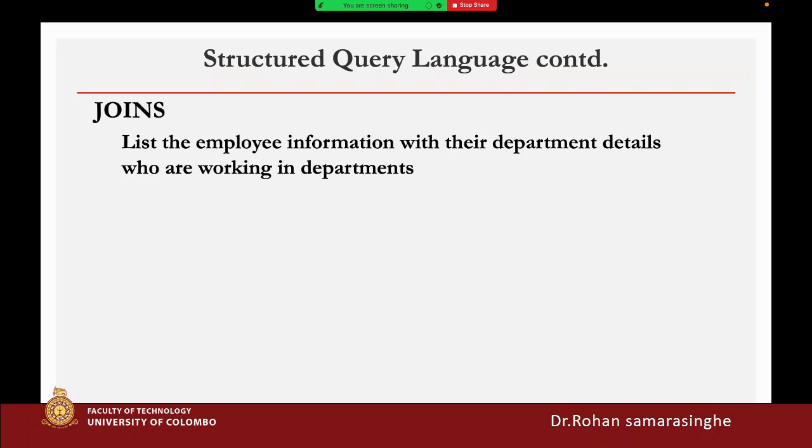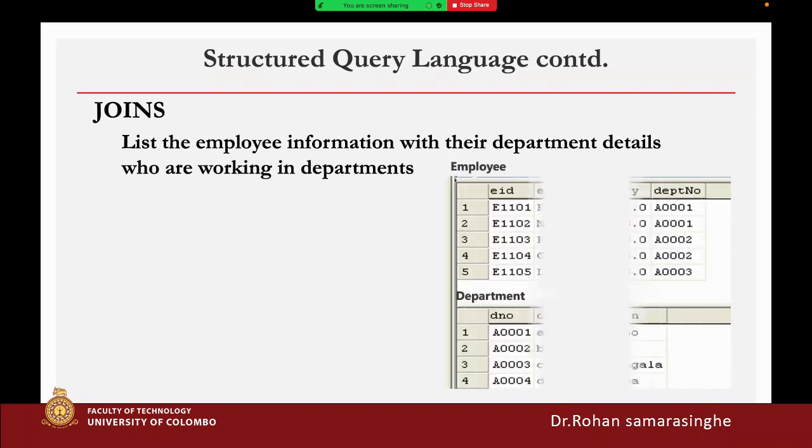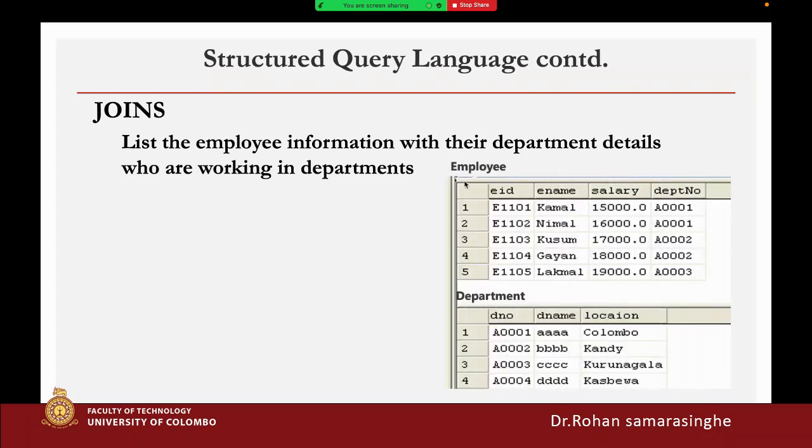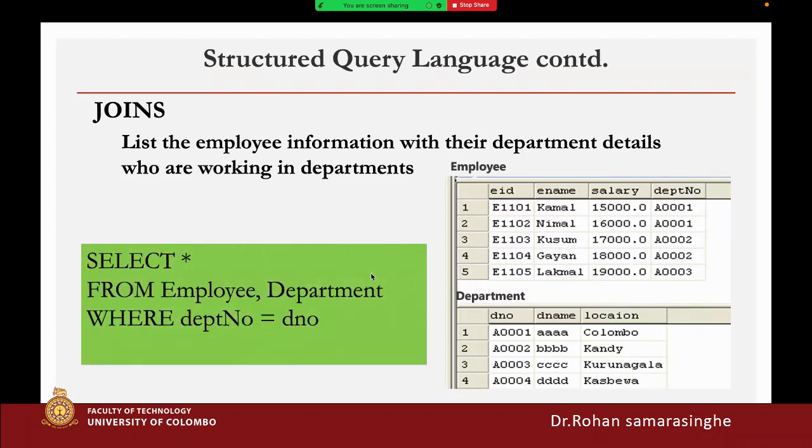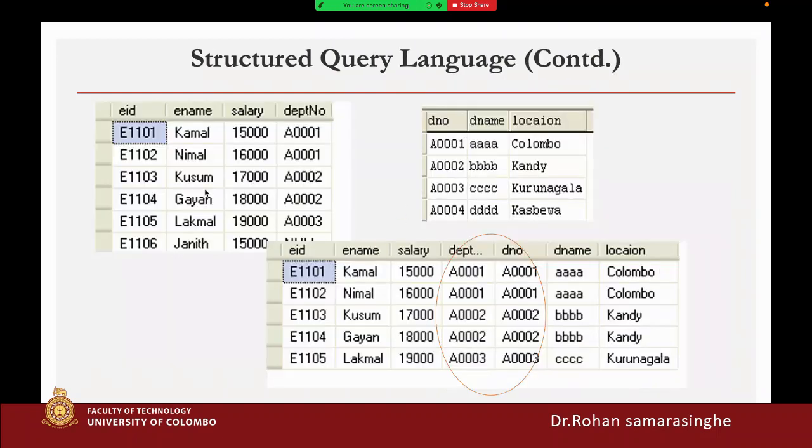So when you want to write advanced queries, you will have to join not only different tables within the query. In such case, you have to use this join. List the employee information with their department details who are working in departments. Here are the previous two tables, employee and department, and select all, that means all columns, from employee comma department. In such case, what would be the table? So the table is like this.